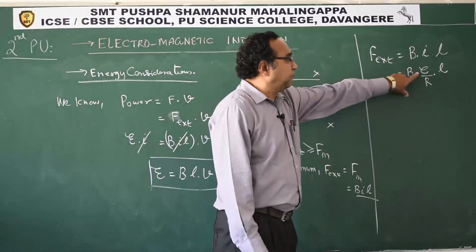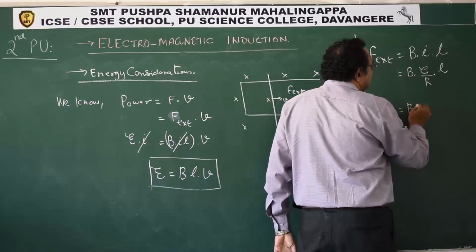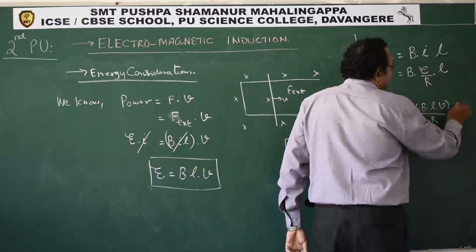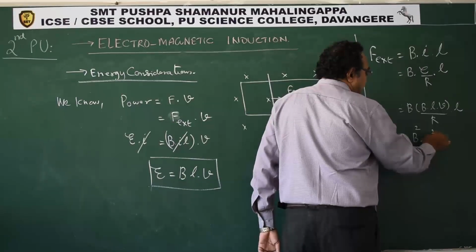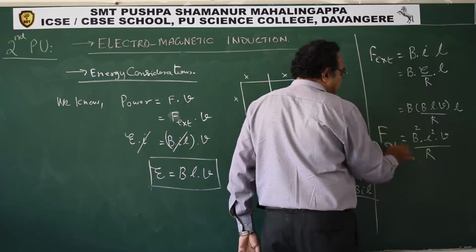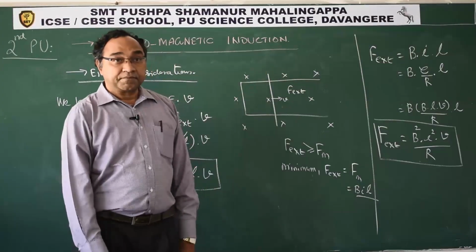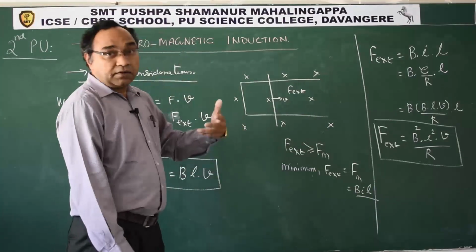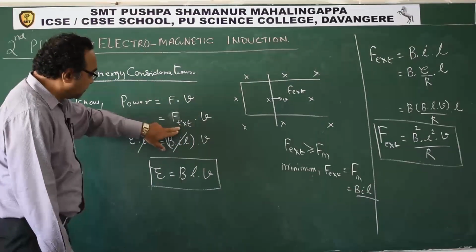So here it is induced EMF. What is induced EMF? E. E is BLV, correct? So what do you get this as? B square L square V by R. This is the external force. This also you can find out. See, this also we can find. We can modify this equation. Another physical term we can extract from this. How? Substitute that F external here.